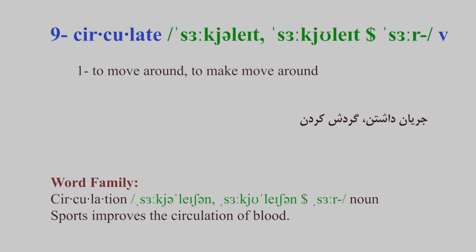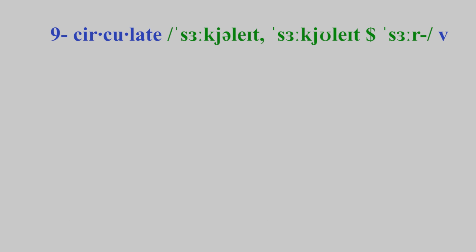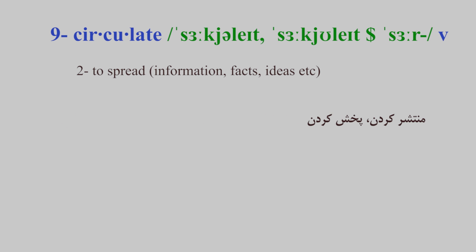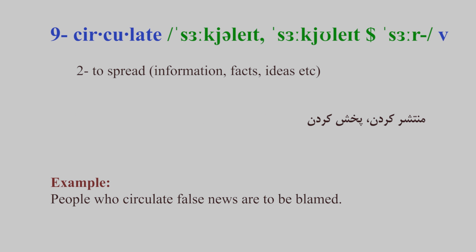So when you're doing some sport, the circulation of blood is faster and easier, and it is good for health. And the second meaning for circulate is to spread information, facts, ideas, rumors, or gossip. For example, people who circulate false news are to be blamed. People are just spreading false news.